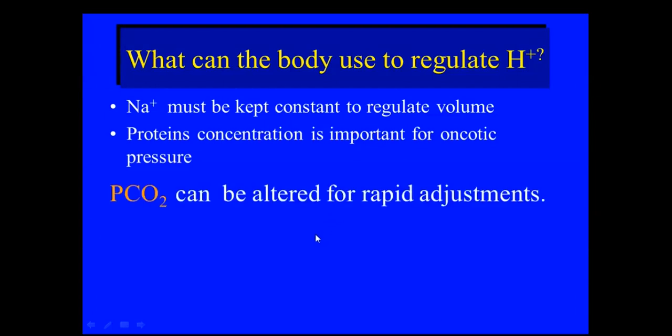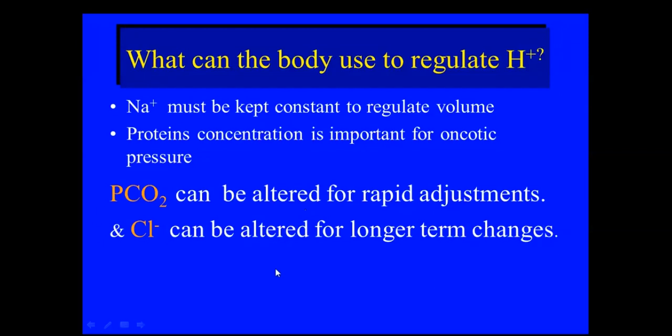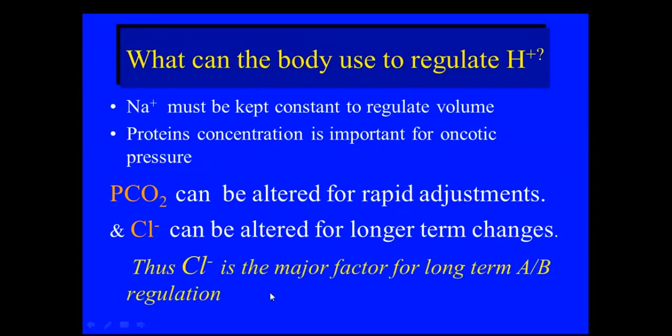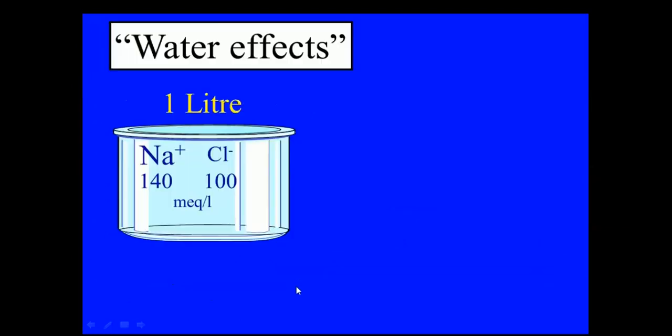So CO2 is used, and you get the rapid adjustments with getting rid of carbonic acid by blowing off CO2. But anything else is really chloride. So that's why chloride becomes so important in the system. This is really the major regulator of a metabolic process. You don't have any other opportunities with normal things in blood. So chloride is the major factor.